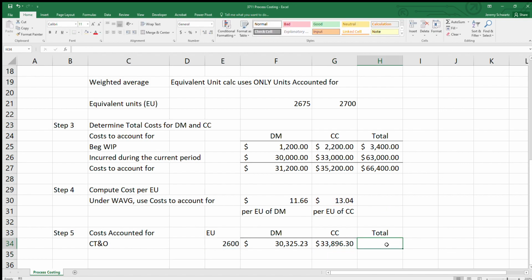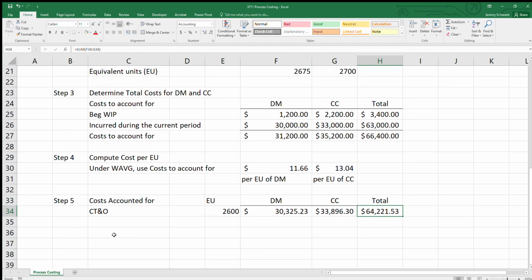And then we would like to have a total here. Now notice we had this total here. We can just copy that formula down. So of the $66,400 to account for, we've accounted for $64,221 for the units that have been completed and transferred out.